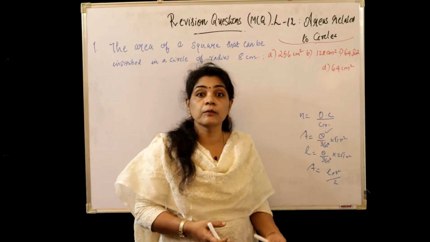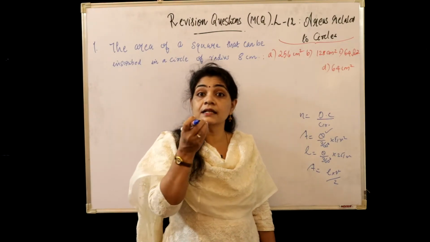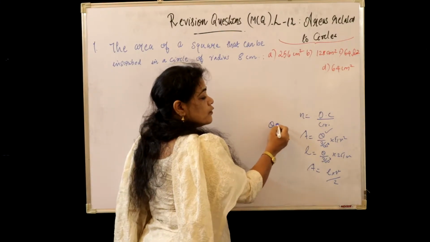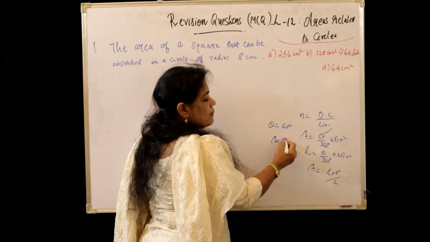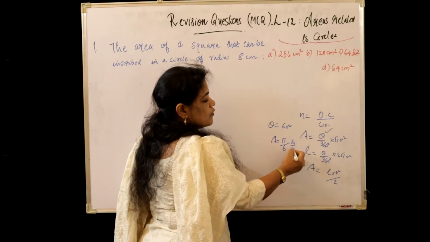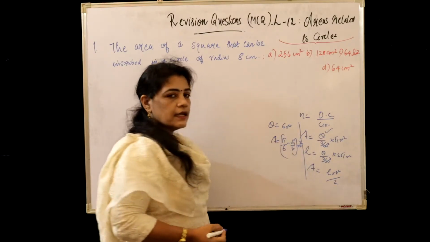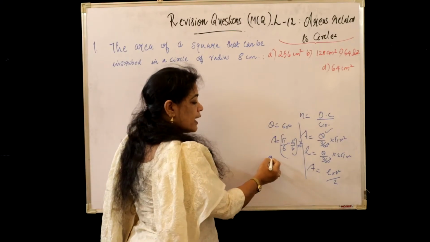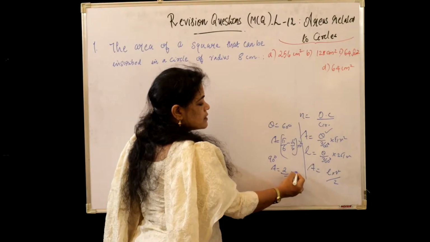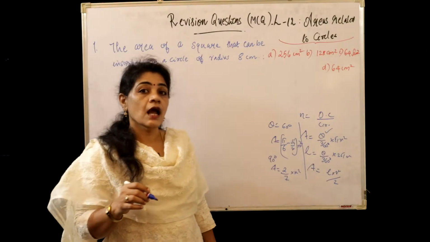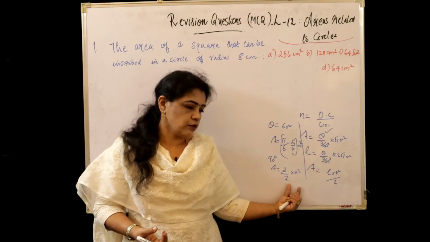Next comes the segment. Here also we have two more formulas for the area of a segment. When theta is equal to 60 degree, A is equal to pi by 6 minus root 3 by 4 into r square, where r is the radius. And when theta is equal to 90 degree, we have a very small formula, that is 2 by 7 into r square. Actually the formula is pi by 6 minus 1 by 2 into r square. When you solve, you will get 2 by 7 into r square.